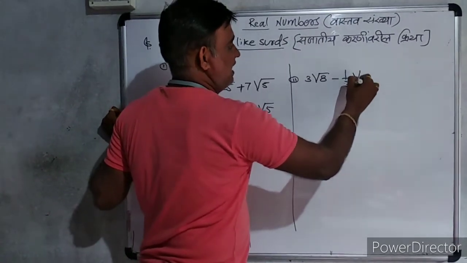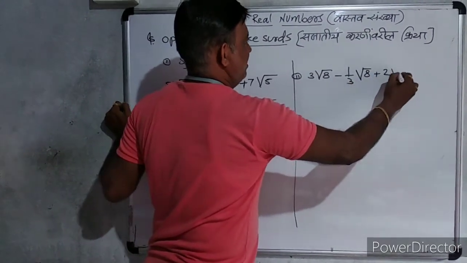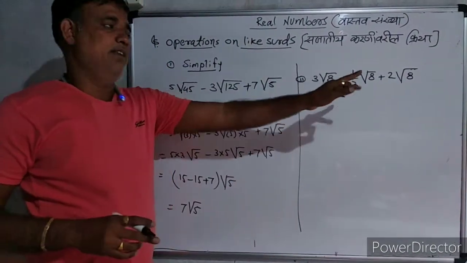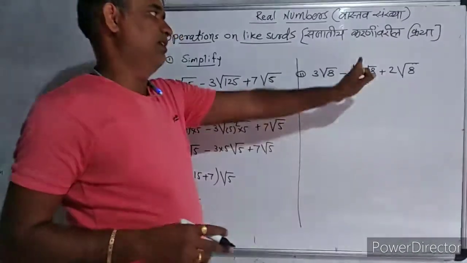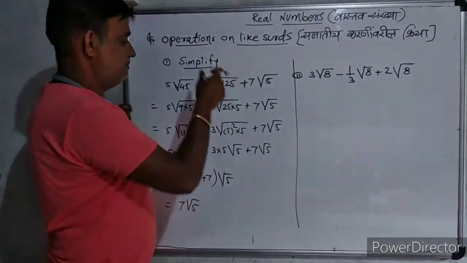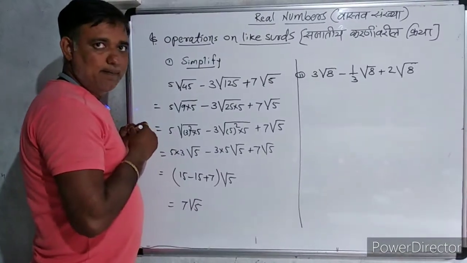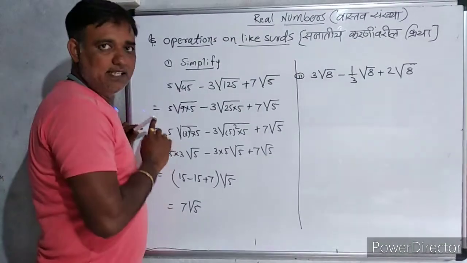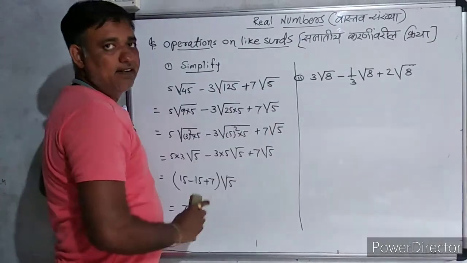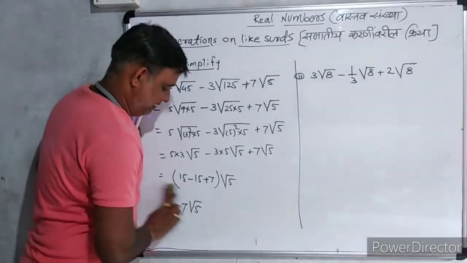1 upon 3 radicand 8 plus 2 radicand 8. It is very simple. Their radicand and order is same, so they are like surds. You have to solve this example like the following. Okay, hope you can easily solve this example. Their radicand is same, so directly add and subtract the terms.